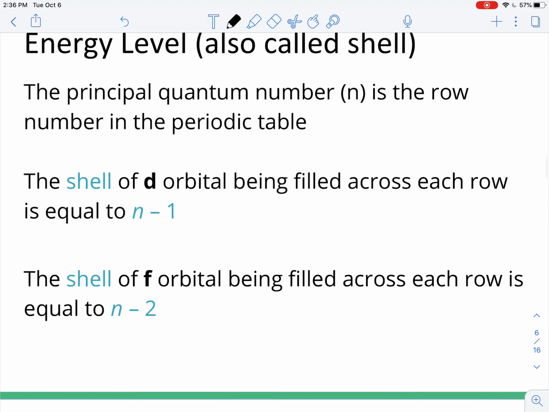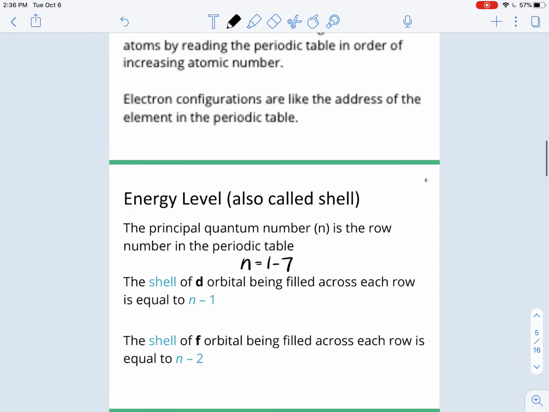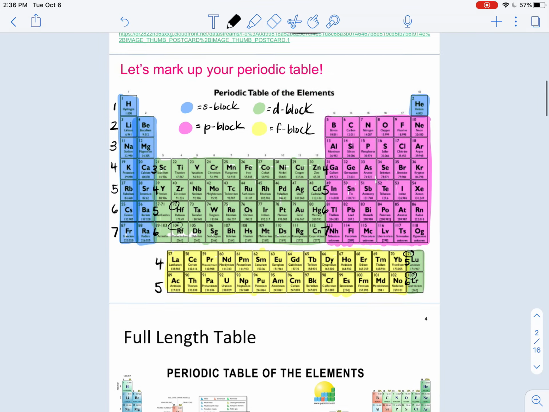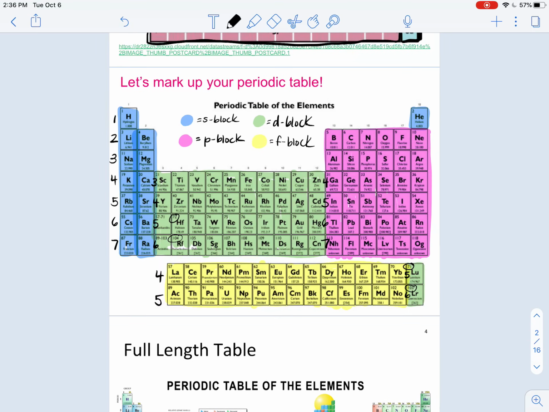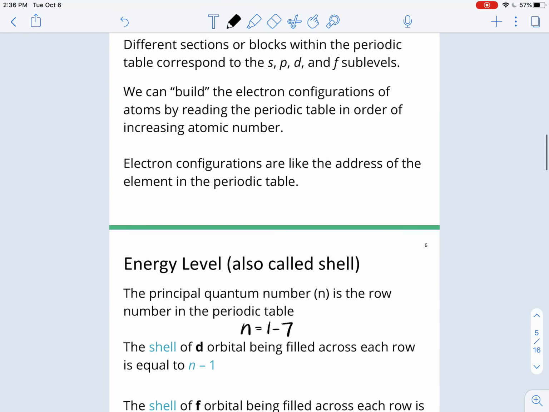So the principal quantum number, n, is the row in the periodic table. So you might remember that the values that we listed for n were always going to be 1 through 7. All right, so notice how when we labeled our table, we never went up to a number past 7. This was the maximum whenever we labeled it. So that has to do with the fact that principal quantum number can only be 1 through 7.